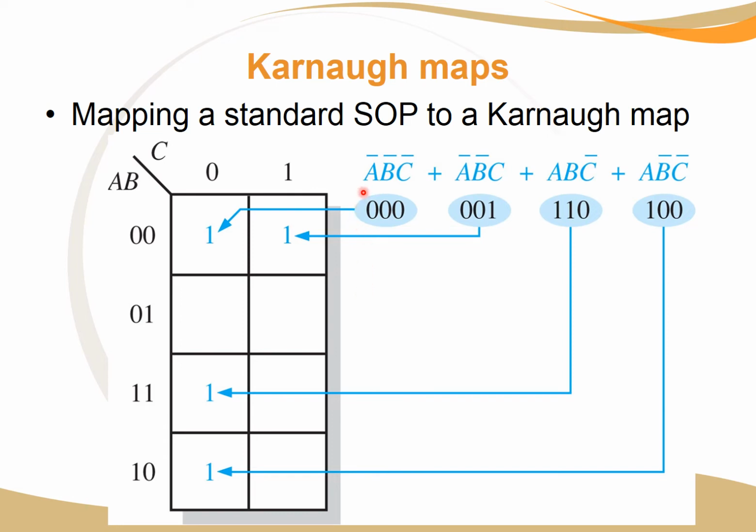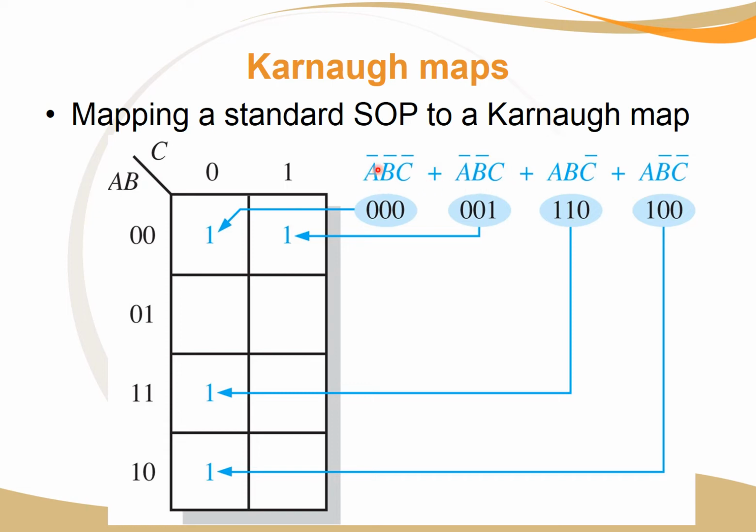So as an example, we have this sum of products expression. It's very important that you can only put in sum of products, or inversely product of sums, which we're not doing yet, into the Karnaugh map if it's in standard form, i.e. it must have all the variables A, B, and C. Remember, we converted to standard form.